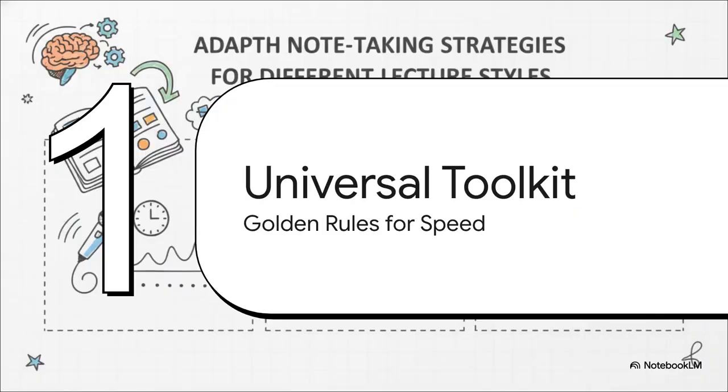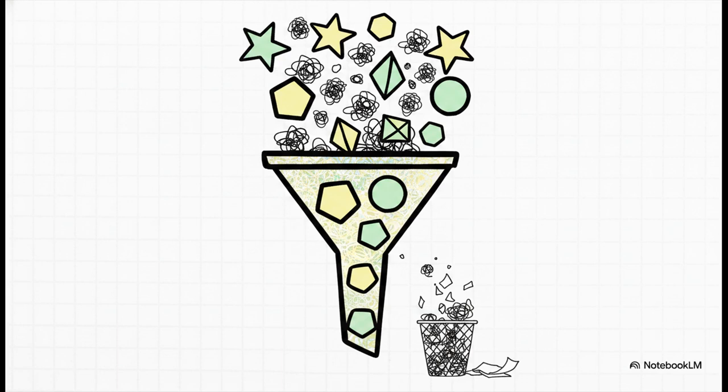Let's switch gears to Part 5, your universal toolkit. Whether you're dealing with the human statue or the highly interactive pacing professor, there are foundational tactics that will massively speed up your note-taking. The ultimate golden rule? Focus strictly on content words. We're talking nouns, verbs, and adjectives. These are the heavy lifters. They carry the actual meaning.